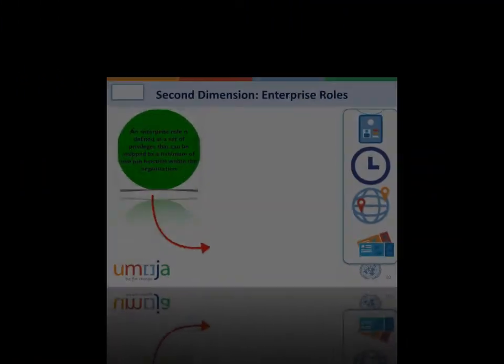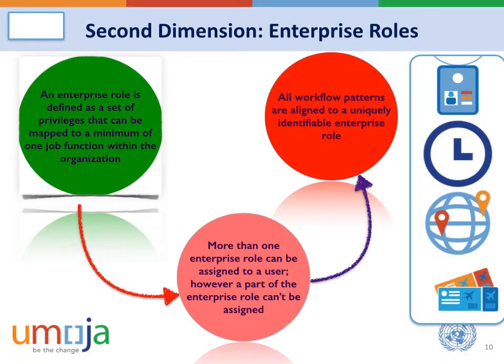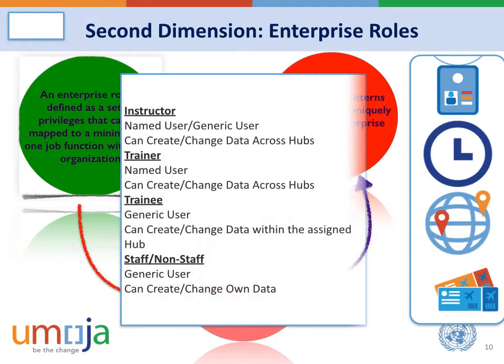The second dimension is enterprise roles. We all know what an enterprise role is. But to make life simpler in the training environment, we are not going to copy the enterprise roles which we have in production. Instead, we have come up with four basic enterprise roles: instructor, trainer, trainee, and staff and non-staff.